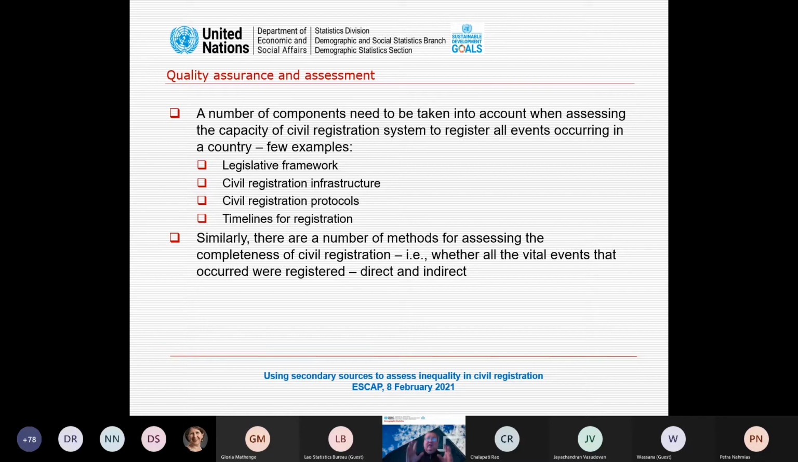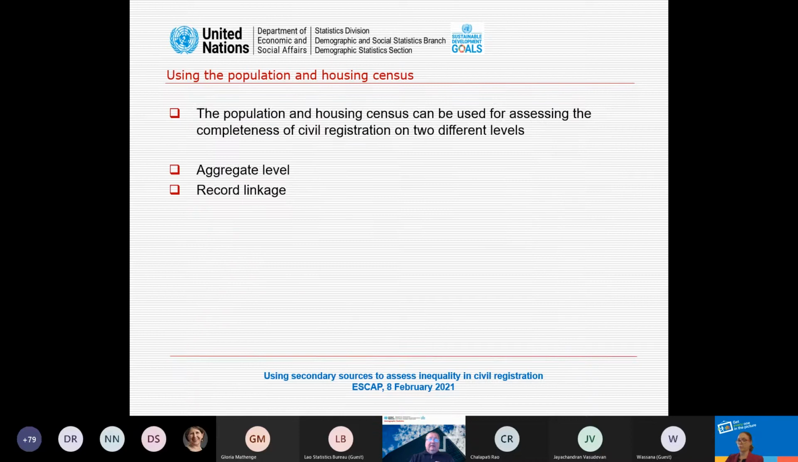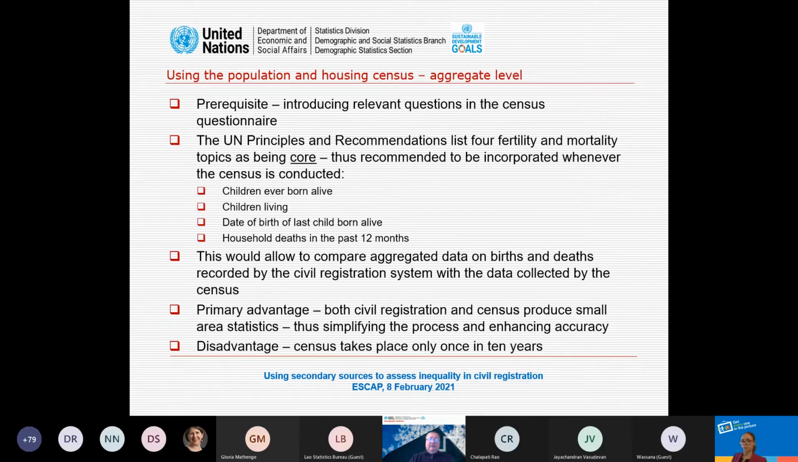If the census follows the international recommendations, it would collect this information, and then that information would be matched against the aggregates from the vital statistics for a very specific area, and that would show the quality of either the census or the civil registration. If there are too many discrepancies, then there will definitely be a need to investigate further. The primary advantage of the aggregate method is that both civil registration and census produce small area statistics, simplifying the process and enhancing the accuracy of the analysis. Of course, the downside is that the census is taking place only once in 10 years.